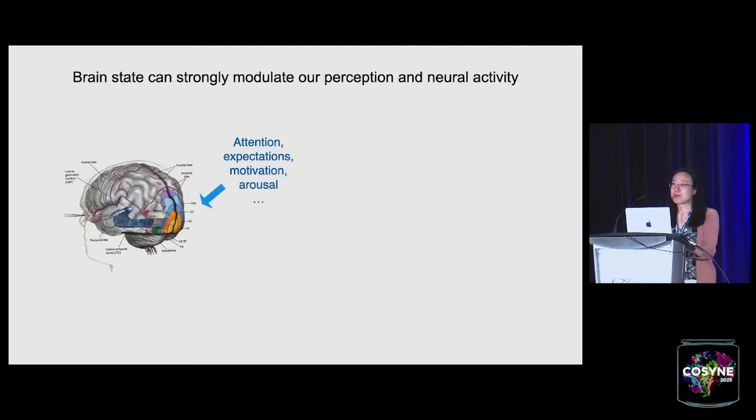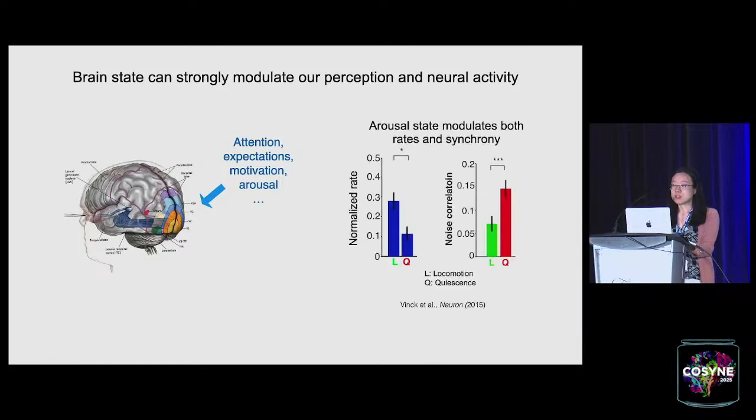We know that our perception can be strongly modulated by the internal states of our brain. For example, what we see in the image strongly depends on where we pay attention to, our expectations, motivation, etc. The internal states of the brain also strongly modulate neural activity. For example, in this work from the mouse visual cortex, it is showing that when the animal was running and in a more alert state, the average firing rates of neurons were higher and the average correlations between neurons were lower. So we are interested in studying how the internal states modulate neural responses.